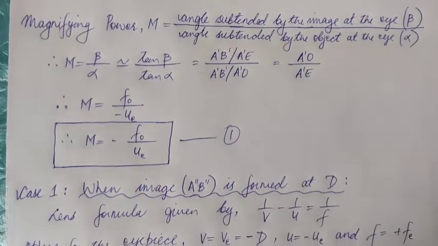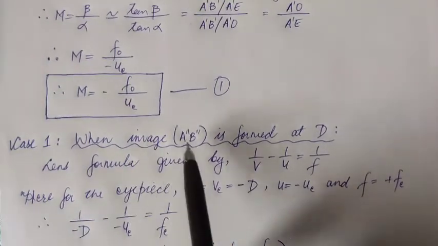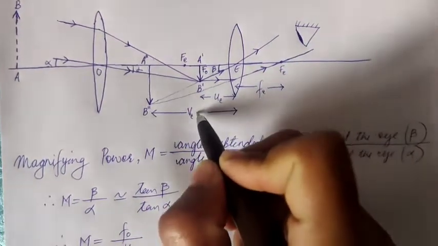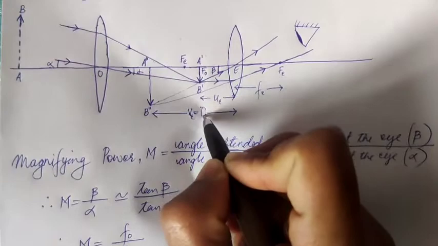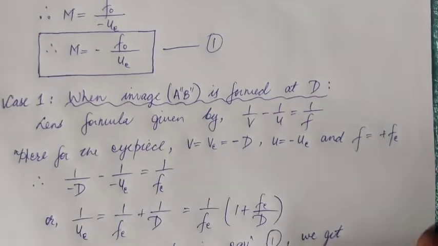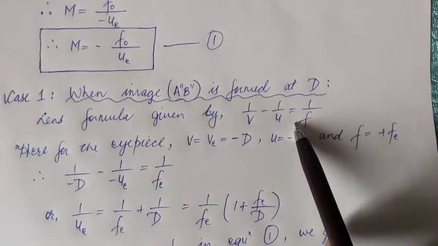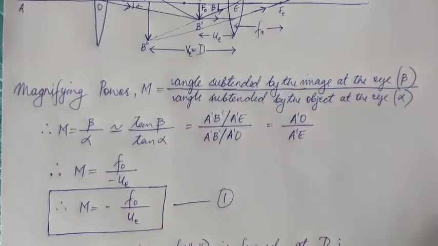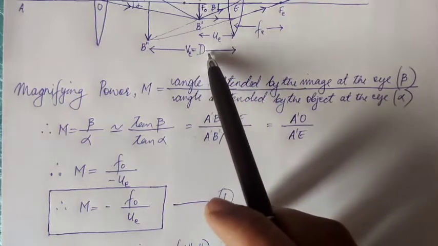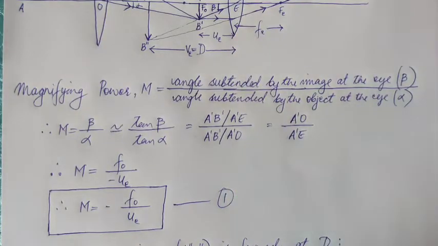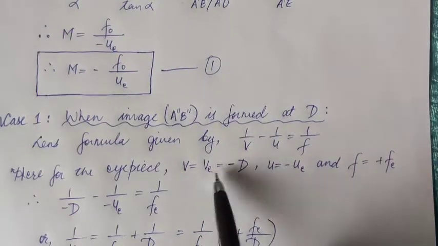Now we of course are to deal with two cases. Case 1, when the image A''B'' is formed at distance D from the eyepiece, or from the eye. Precisely, it is actually from the eye. Okay, so we have the lens formula. Now for the eyepiece, V, which we have denoted by VE, here you can see in the picture, this VE is equal to minus D, since it is on the left hand side of the optical center for the eyepiece.